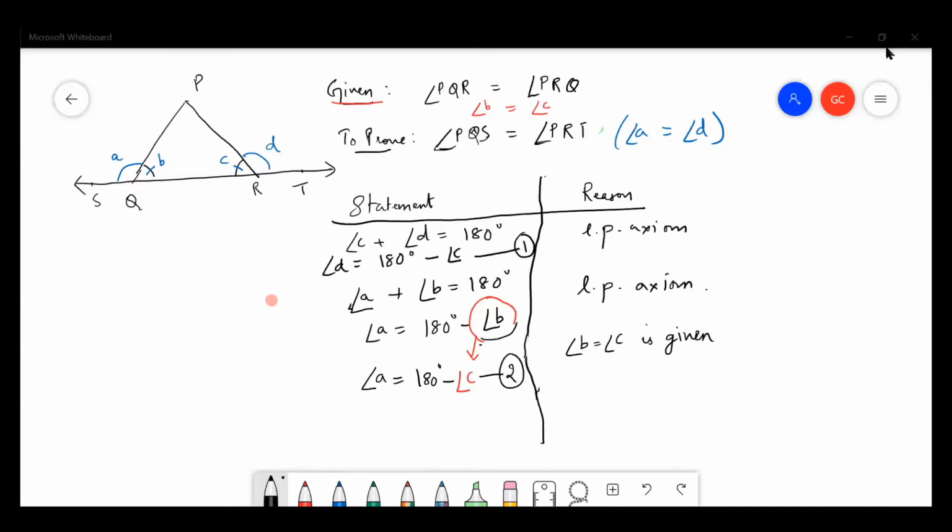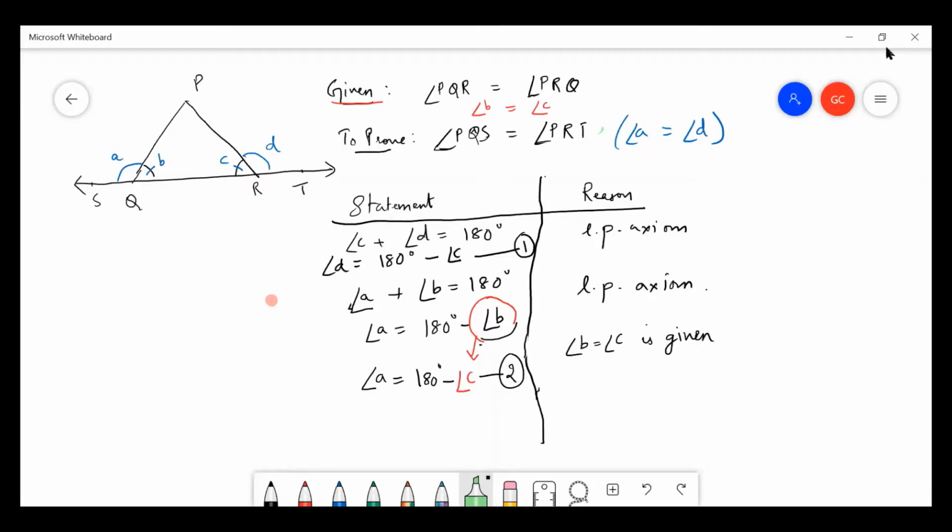All right. Now I want to reach this point, right? This is my goal: angle A is equal to angle D. That's my goal, this is what I have to prove. Now I want you to think and tell me, from whatever I've done so far here, what should I be doing next to reach here?